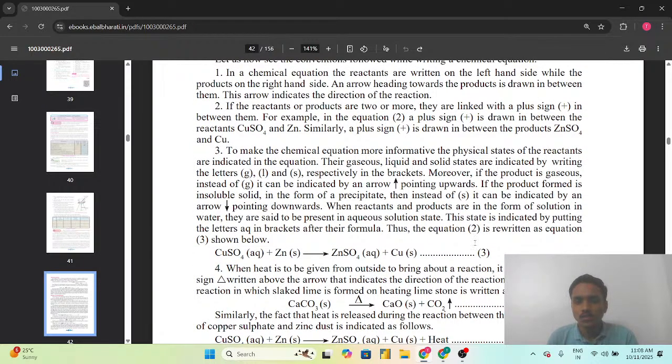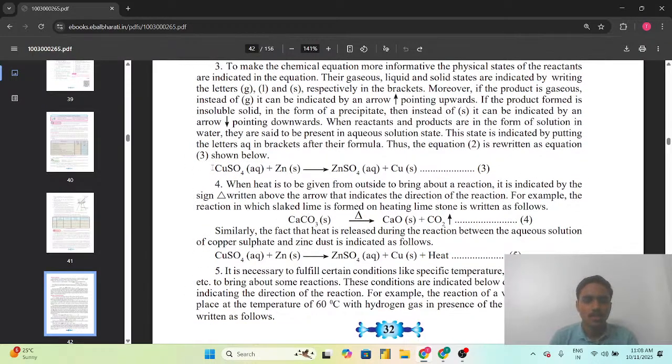Thus, the equation 2 is rewritten as CuSO4 in aqueous solution, zinc dust that is in the solid form, ZnSO4 that is formed in the aqueous state, and copper that is the solid, which we get here.